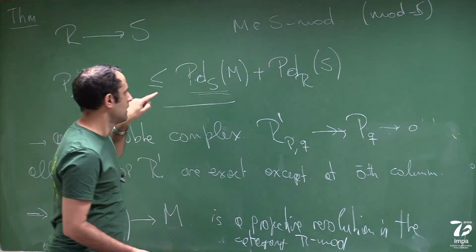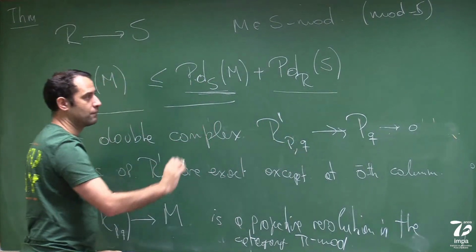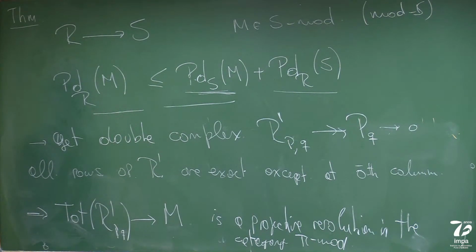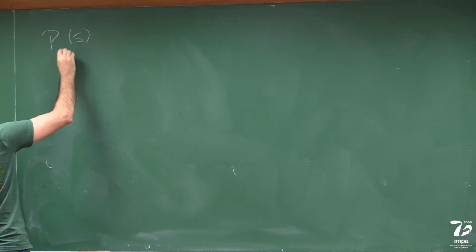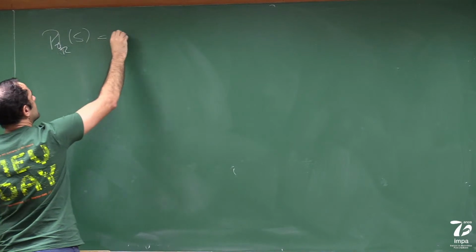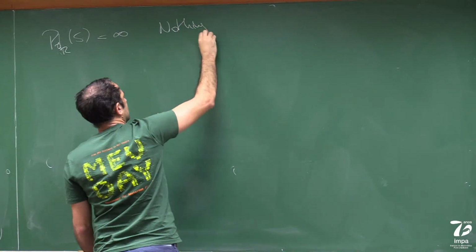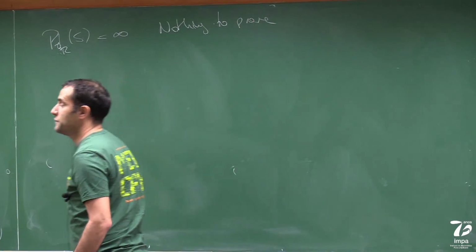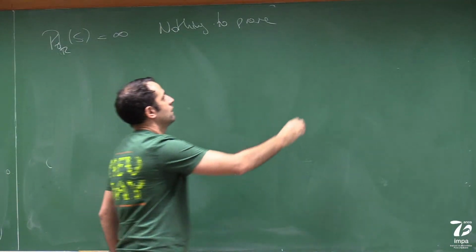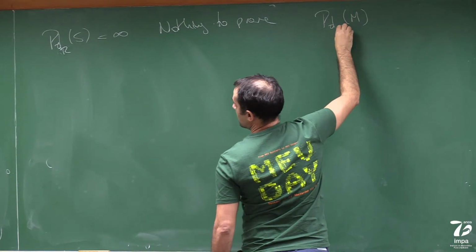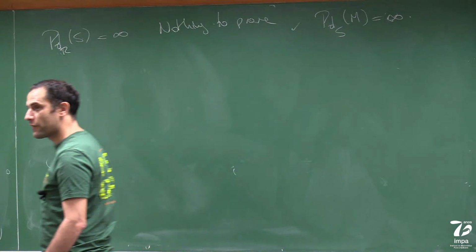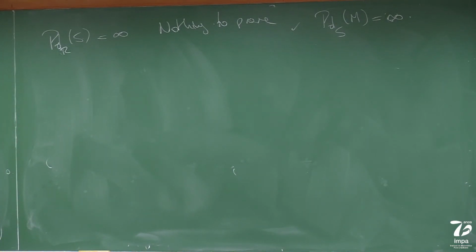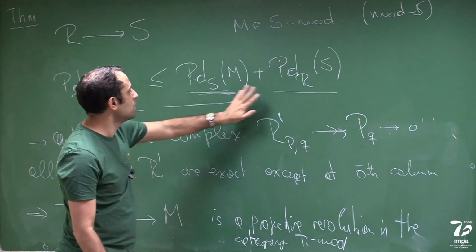The first observation is that this depends on M. This does not depend on M. So this is the dimension of S as an R module. Now, if the projective dimension of S as an R module is infinite, there's nothing to prove. And the same thing if the projective dimension of M as an S module is infinite, there's nothing to prove. Everything is going to be less or equal than infinite. So I may as well assume that these two numbers are finite.